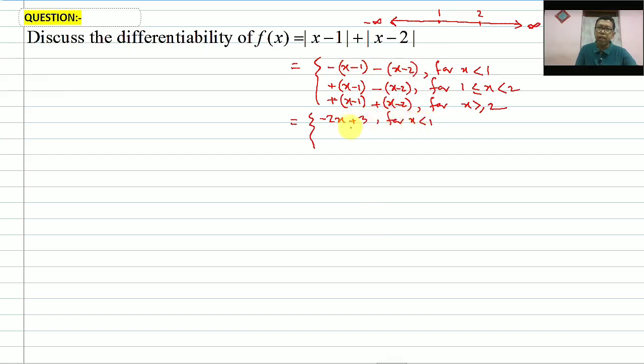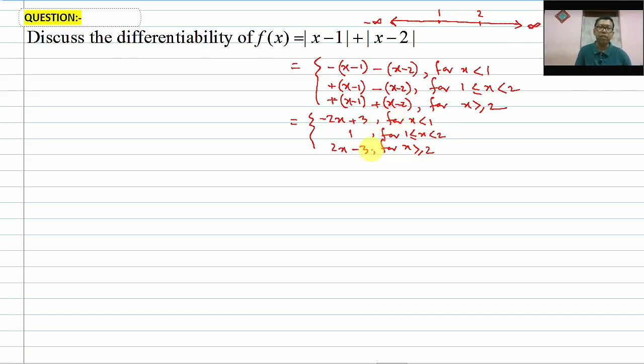Another part is here, x is cancelled, so minus 1 plus 2 is equal to 1, for 1 less than or equal to x less than 2. And the third part is x plus x is equal to 2x, and minus 1 minus 2 is equal to minus 3, for x greater than or equal to 2. So all the domains and the respective functions are created: minus 2x plus 3, next is 1, next is 2x minus 3.